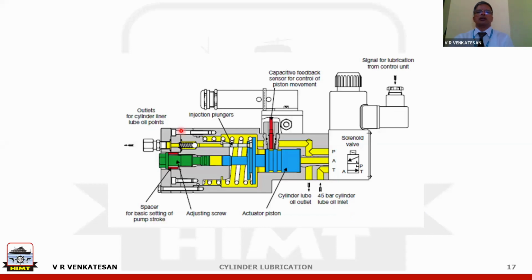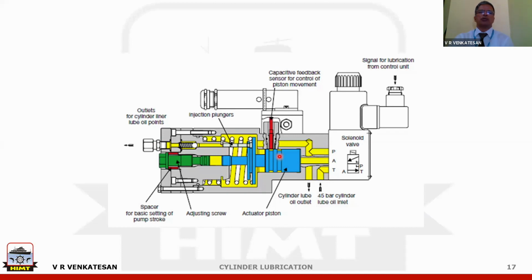The working principle of an alpha lubricating system is quite simple. This is a piston into which cylinder oil will be delivered, and the cylinder oil which is delivered will be pumped through this. This is a small plunger, you can see, which will be pumping the oil through this.